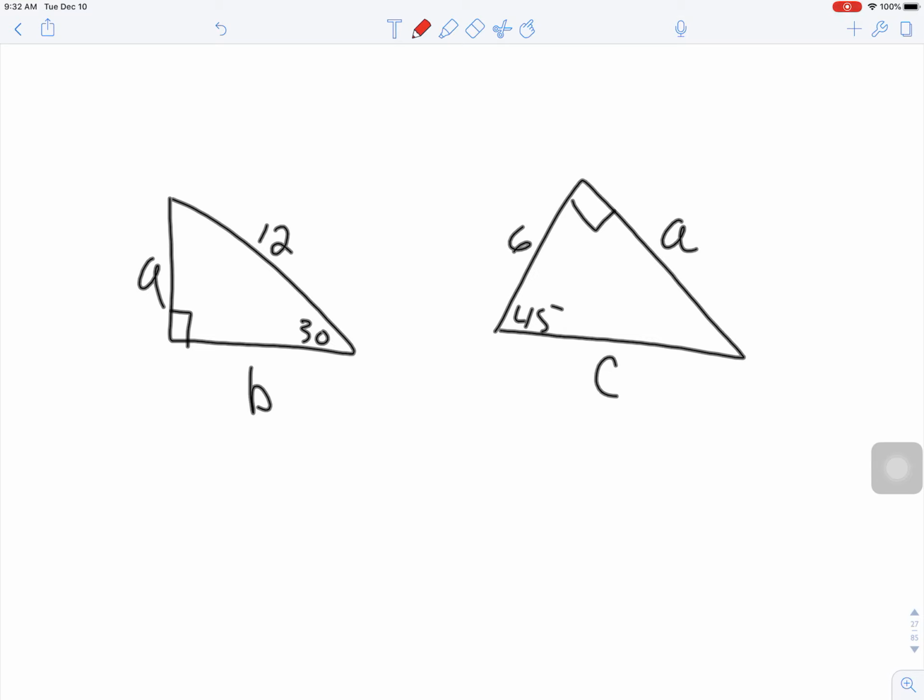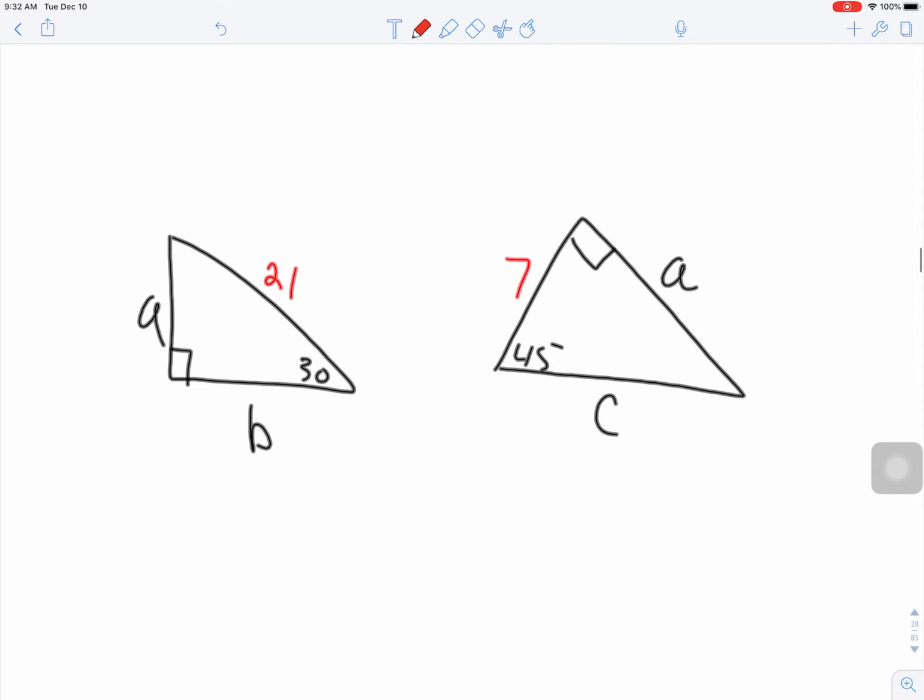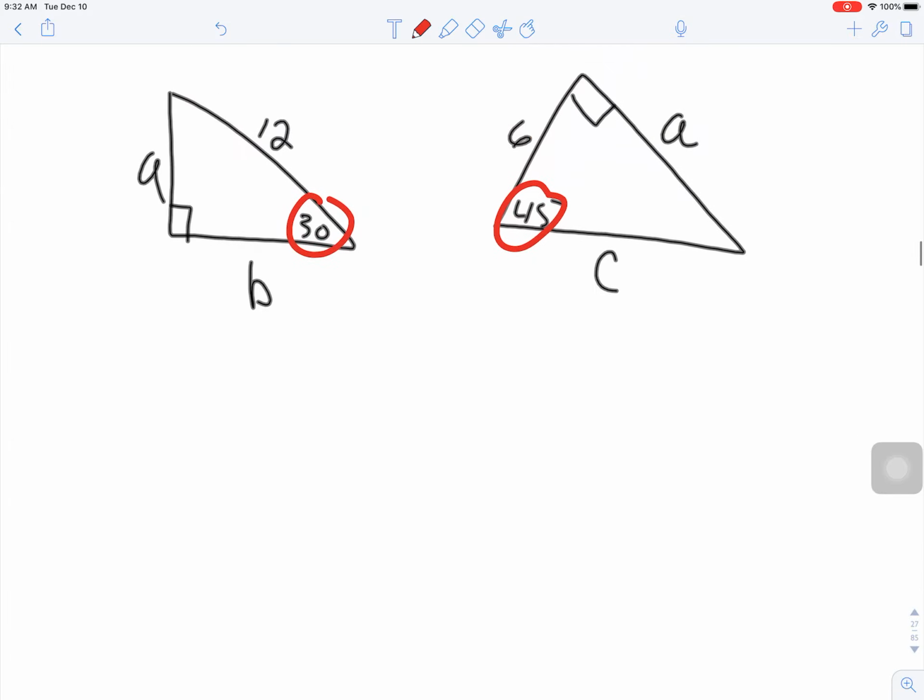So, be able to recognize immediately which pattern you have to use. Here, this is obviously a 30, 60, 90. This is going to be a 45, 45, 90. And then just use what you know about them.